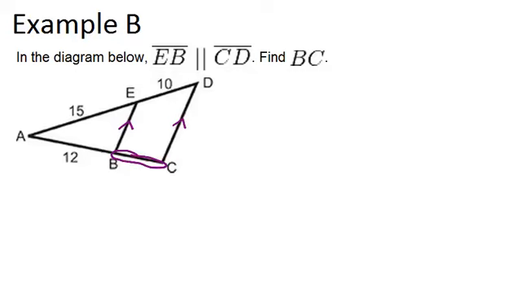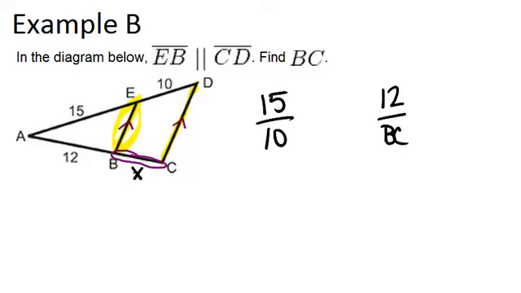Now, because these two lines are given to us as being parallel, it means that this segment in the middle, EB, must divide the triangle up proportionally. So that means that the ratio of 15 over 10 must be the same as the ratio of 12 over BC. So if we want to figure out what BC is, we can set up an equation. I'm just going to make BC equal to X in order to make it easier with writing the equation.